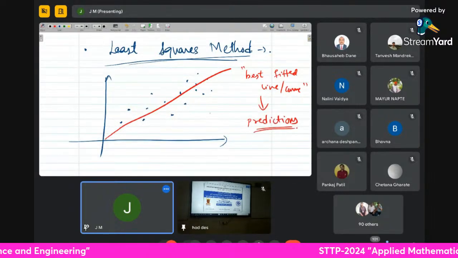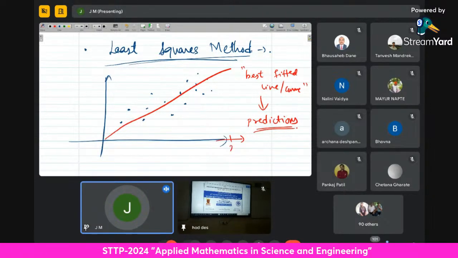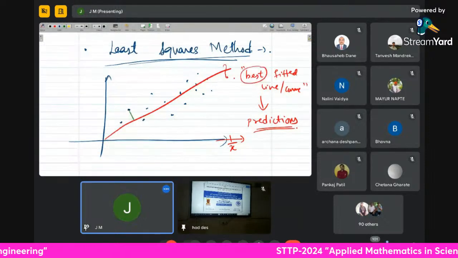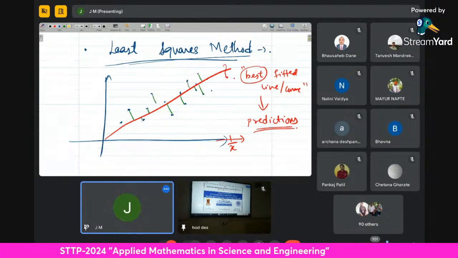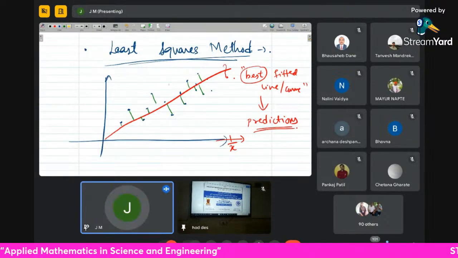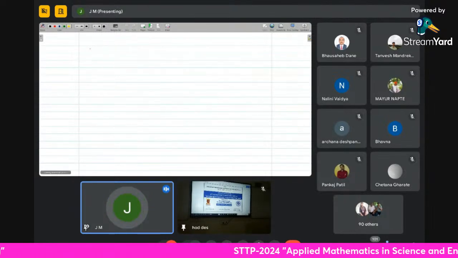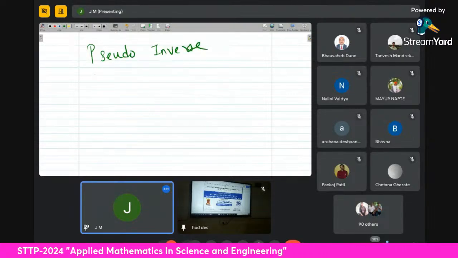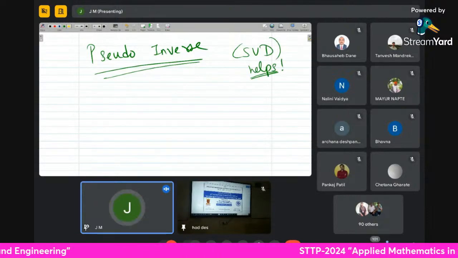Why? So that you can do predictions or forecasting. Once you have the data till here, you want to find the best fitted curve, where the sum of distances should be minimum, right? This is what you study. The question is how to find that. I will give the answer to that question, but for that I will need the concept of pseudo inverse. SVD helps us to find the pseudo inverse of the matrix.